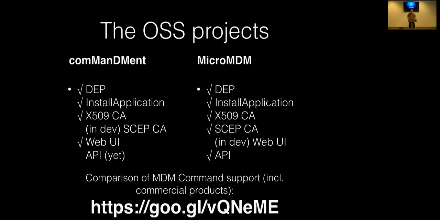Papine put together a fantastic spreadsheet on the details of the MDM protocol command support, so lock and unlock, wipe, that sort of stuff. Go there, and you can look at the comparison between the two, as well as a bunch of commercial products. So Casper Suite and Absolute Manage and MaaS360, et cetera, all those are in that nice spreadsheet.